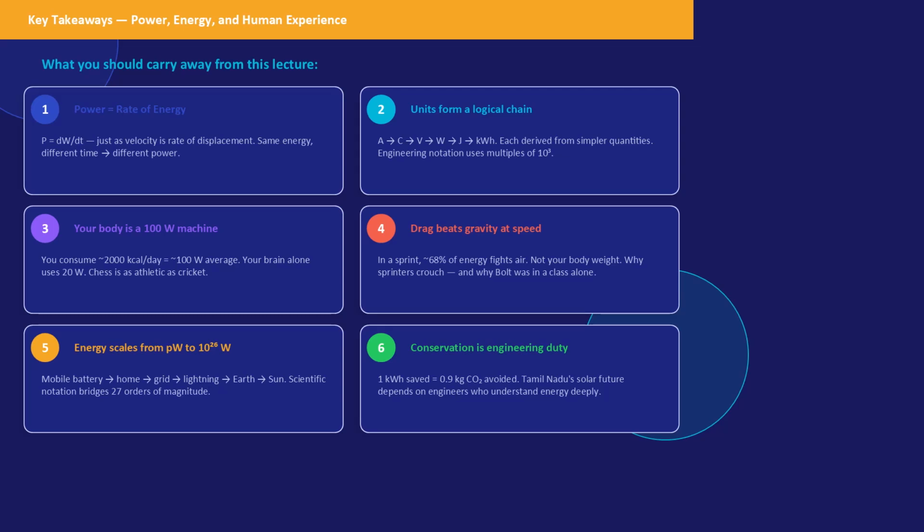4. At sprint speeds, drag force dominates over gravity. Bolt spent 68% of his energy pushing air. 5. Energy scales from picowatts in sensors to 3.8 times 10 to the power 26 watts in the sun. 6. Every kilowatt hour saved is real. 0.9 kilograms of carbon dioxide avoided. Tamil Nadu's renewable future depends on engineers who understand these numbers deeply.